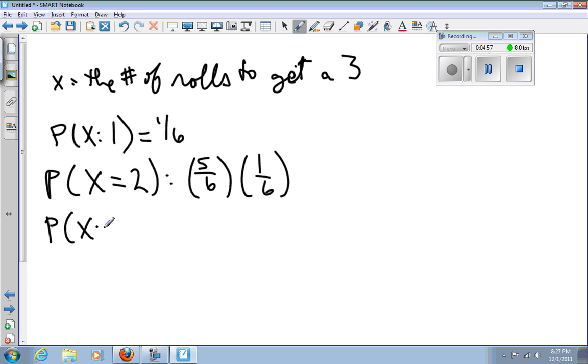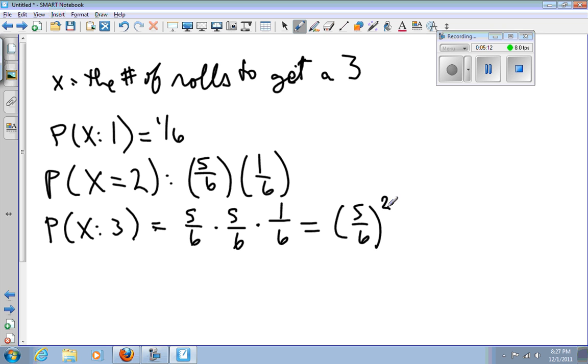All right, how about the third roll is my first 3, which means I failed, and then I failed, and then I succeeded. Or, condensed down, that's the probability of failing twice, and the next time I succeeded.